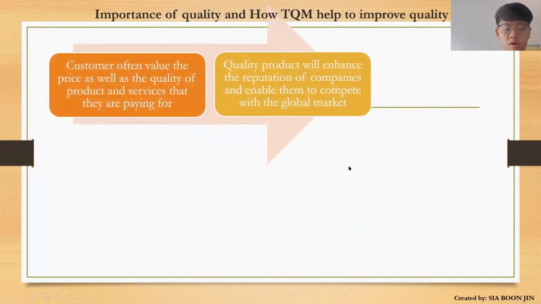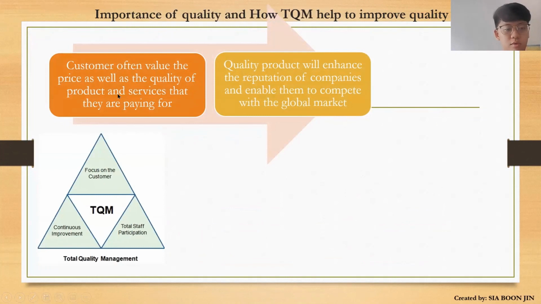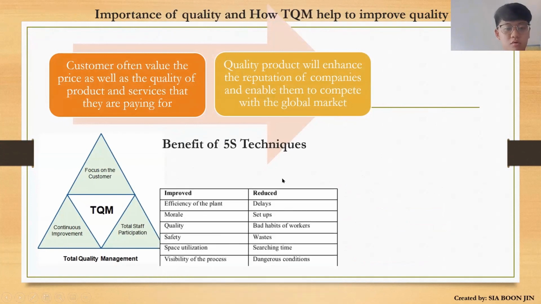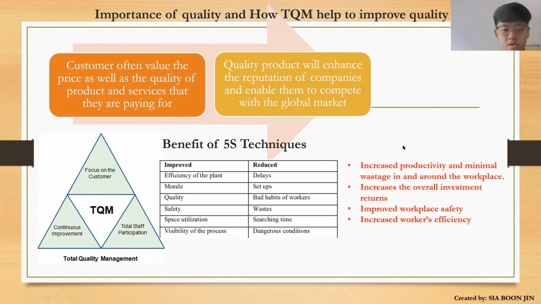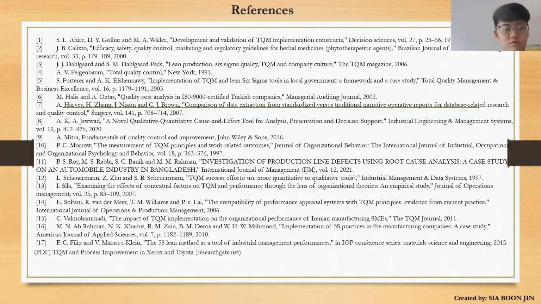So it's important for companies and industries to improve their quality, as customers value the price as well as the quality. A quality product will enhance the reputation of companies and enable them to compete in the global market. The 5S was really helpful as it increased productivity and minimized wastage around the workplace, increased overall return on investment, improved workplace stability, and increased worker efficiency.